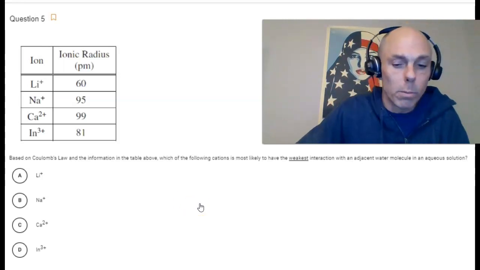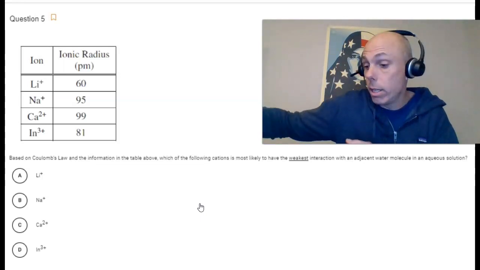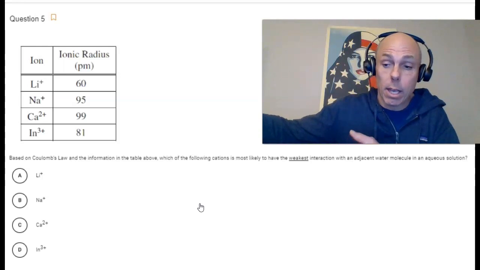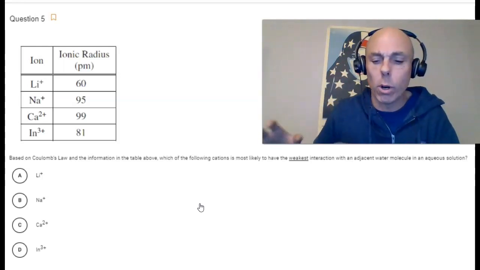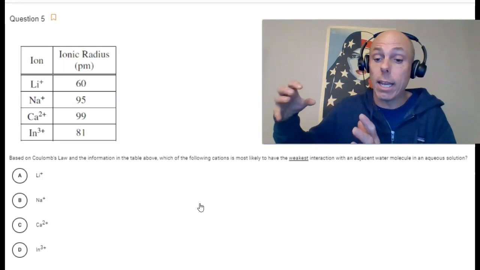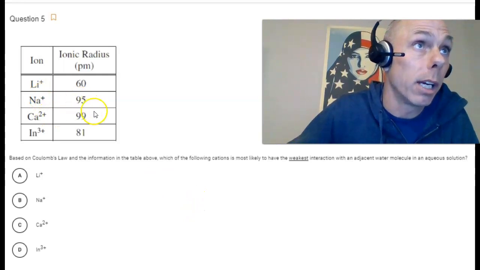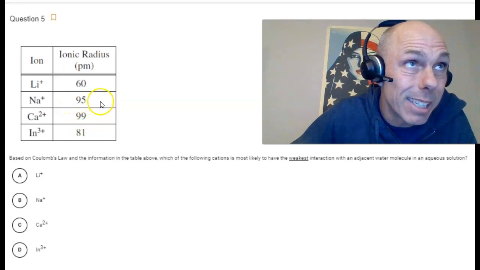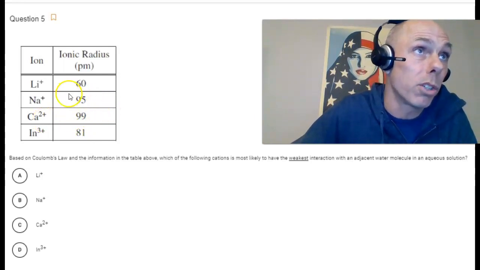So remember, Coulomb's law is all about distance or size and charge. The greater the distance, or the greater the size of the molecule or the ion, and or the lower the charge, the weaker the force. So we're looking for a large ion that has a small charge. Well, the largest ion is calcium, but it has a 2+ charge. The second largest, and just a tiny bit smaller than calcium, is sodium with a 1+ charge.